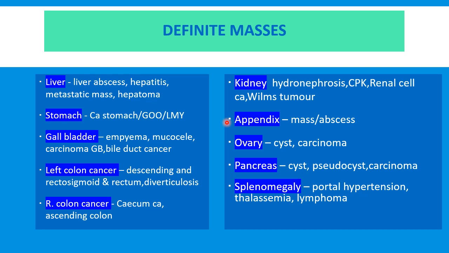Appendix can give rise to masses due to inflammation, appendicular mass, and abscess, which are one of the most common masses in practice. Ovary can give rise to ovarian cyst or carcinoma. Pancreas can give rise to congenital cysts, pseudocysts of the pancreas, and carcinoma. All these can give rise to various forms of masses. And massive splenomegaly is another cause of abdominal mass, especially in the left upper quadrant. This is usually due to portal hypertension, thalassemias, and lymphomas.